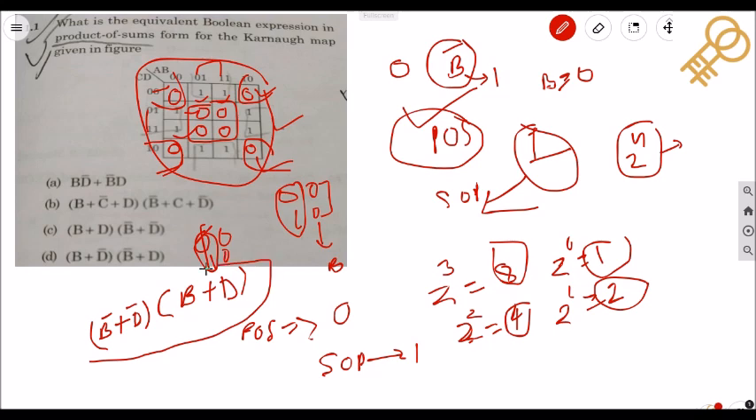So this will be your final expression for the given K map. You see where that option is, that is option number C, right? So moving towards the next question.